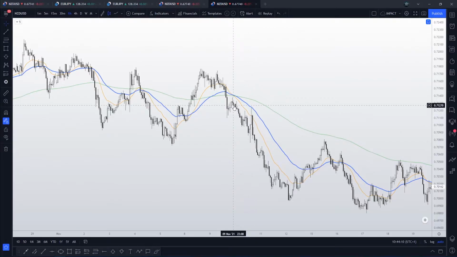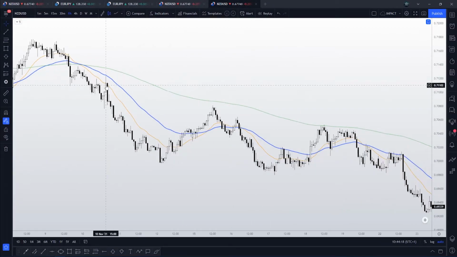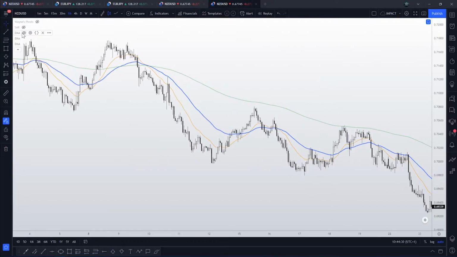One thing all EMAs have in common is that they all act as dynamic support and resistance. A lot of times we will see when price breaks the 21, it will find support at the 50 EMA. If it does break the 50 EMA, then a lot of times we see it find support or resistance at the 200. The 50 exponential moving average is our favorite one and also most used for entries.